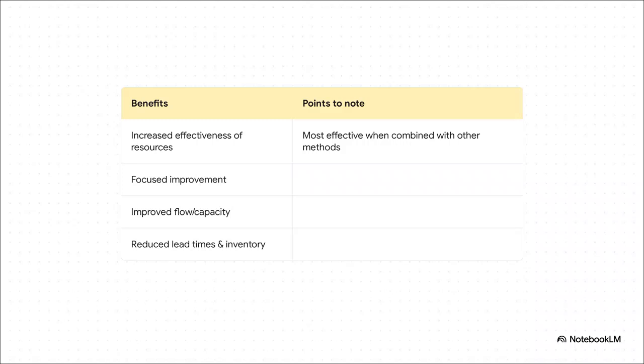So what's the big payoff here? Well, the most powerful benefit is you get way more out of the resources you already have. By focusing all your energy on that one bottleneck, you unlock better flow, you increase your capacity, and that leads directly to things like shorter lead times and less inventory just sitting around. It's all about smarter, focused improvement.